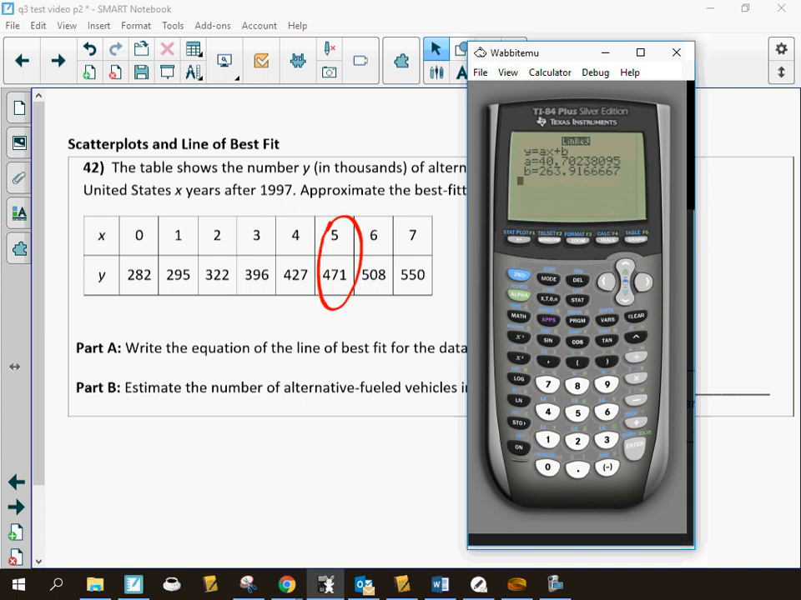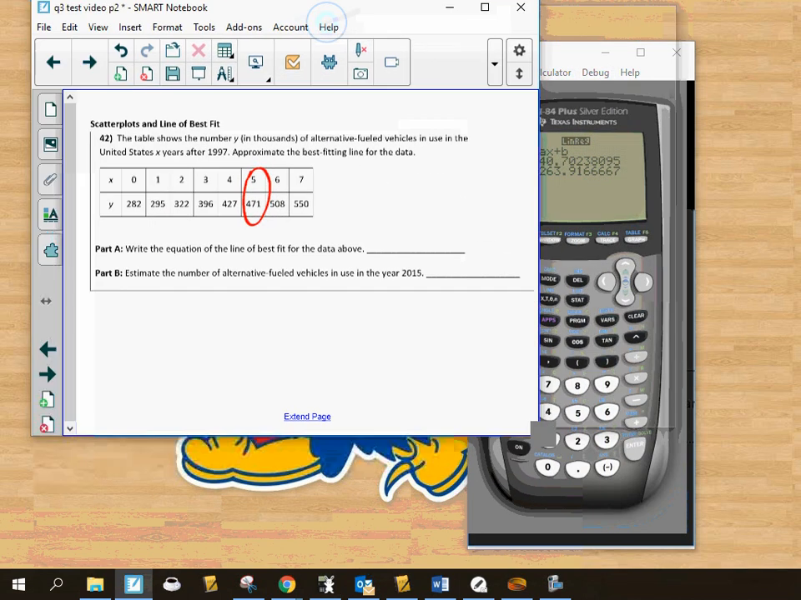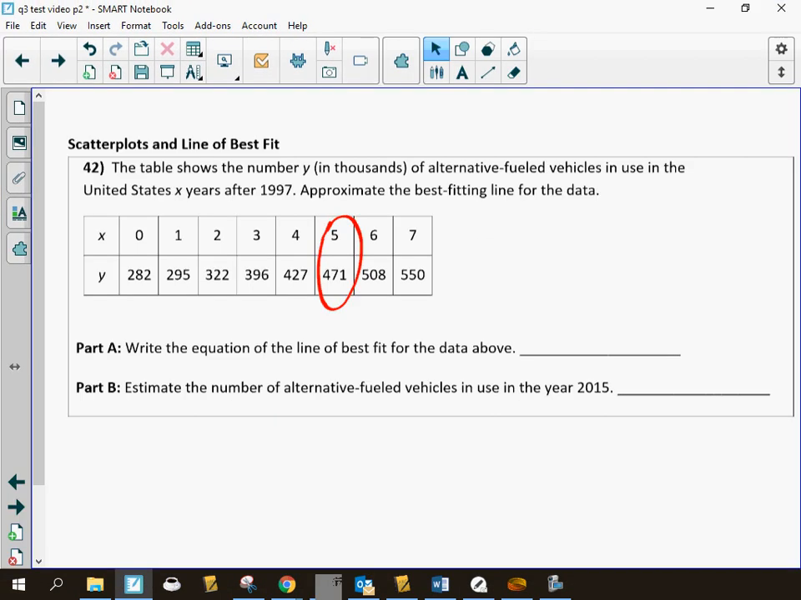There we go. And so we get the equation. Sheet here a little. Oh, all right. Well, I guess that's the way it's going to be.